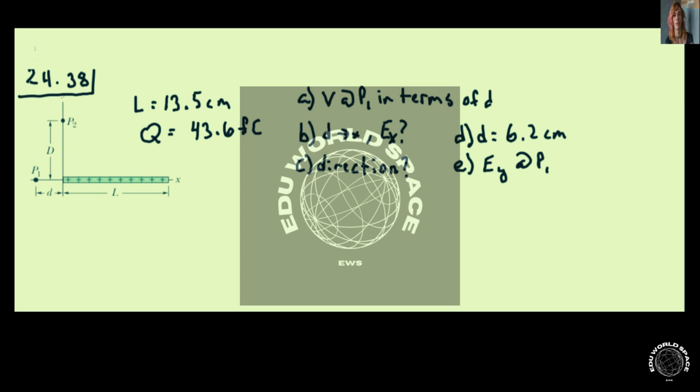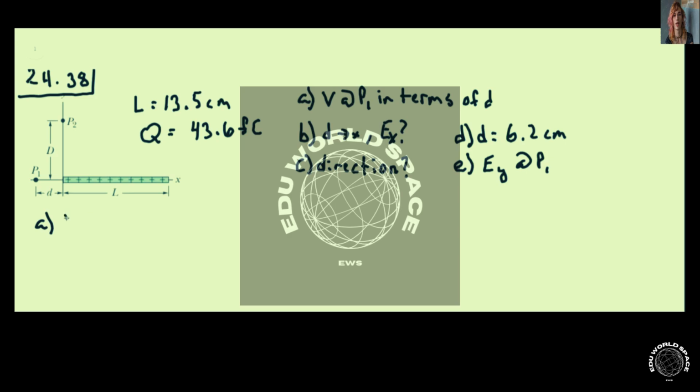So, 24.38, sort of the same setup as in 24.28, where we're looking at this line of charge and point P1, trying to find some things out about it. In particular, we want the potential there in terms of this distance d. Then we want to find the x component of the electric field here. We want to say what the direction is. We want to evaluate it to get its magnitude with d equals 6.2 centimeters. And then we want to use the symmetry to figure out what E sub y, the y component, has to be.